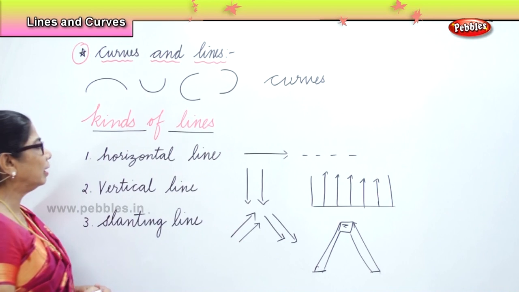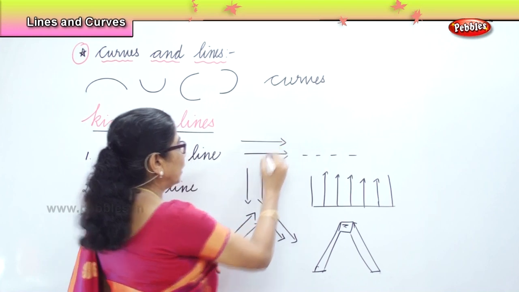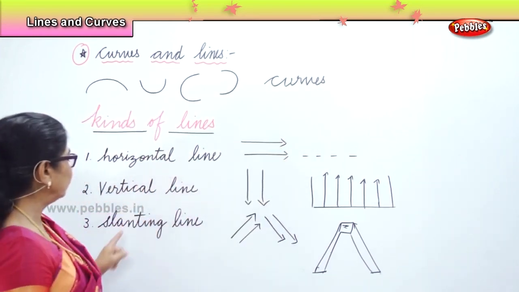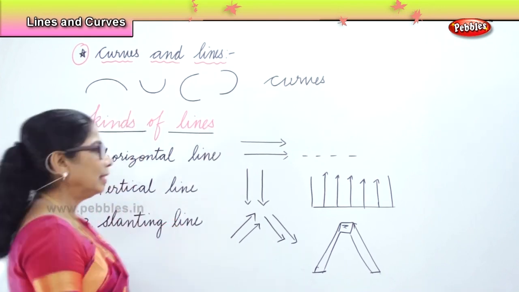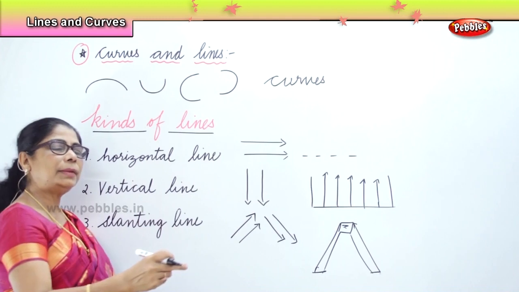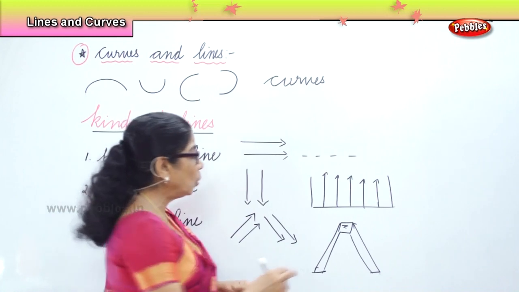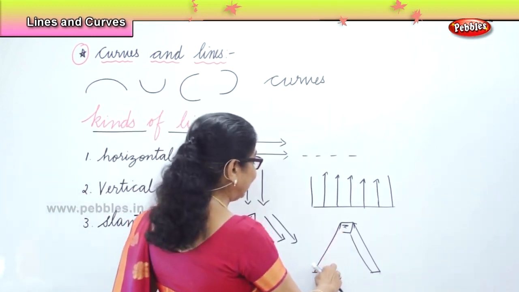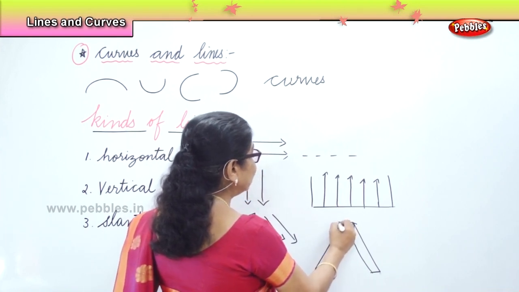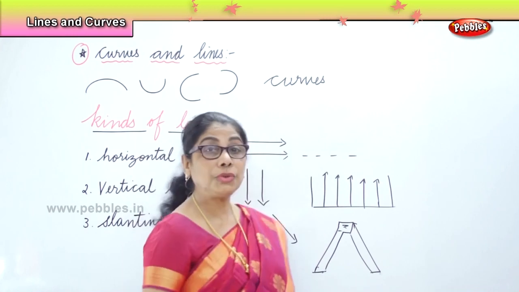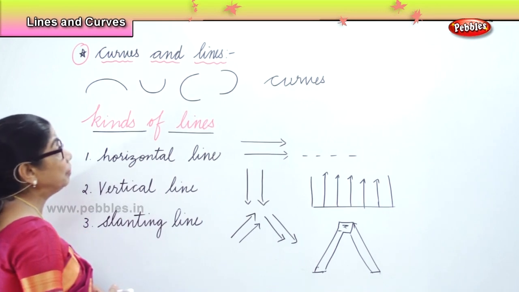So we have three kinds of line. Horizontal line, vertical line, slanting line. You can also say sleeping line. That's it. This is the horizontal line, sleeping line. We have curved line. Now all these patterns we use for what? In making pictures, in drawing. We use these lines to draw shapes also. So all these lines are very important for us.